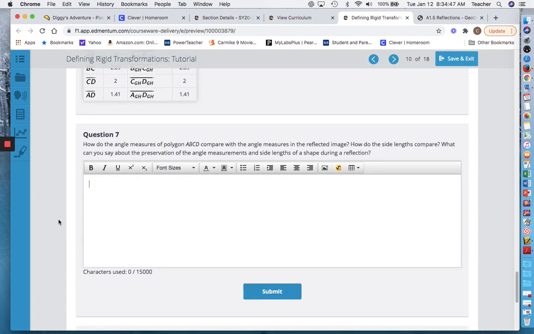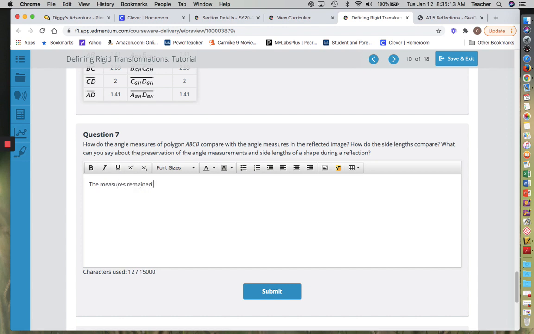All right, question 7. How do the angle measures of polygon ABCD compare to the angle measures in the reflected image? Well, they were the same. How do the side lengths compare? They were the same. What can you say about the preservation of the angle measures and the side lengths of a shape during a reflection? Well, this means it is a rigid transformation because nothing changed. The measures stayed the same.